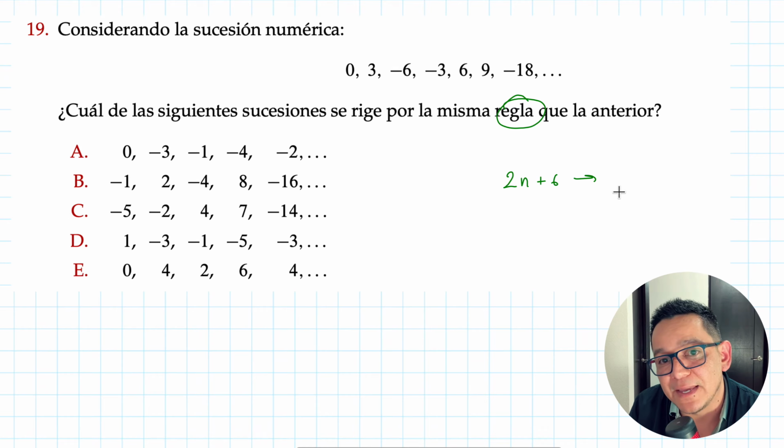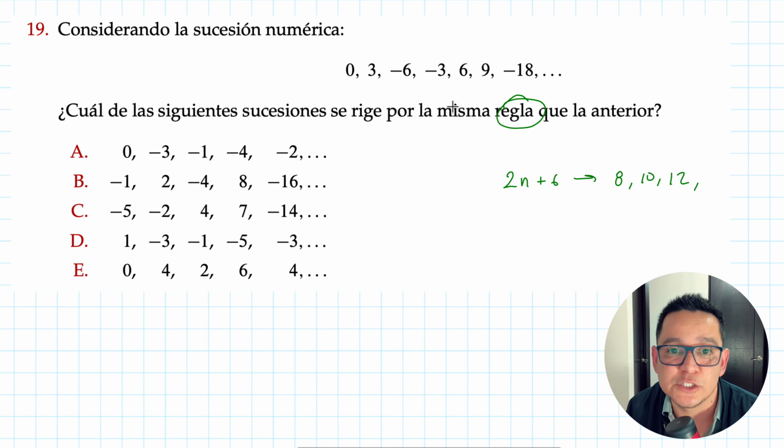This rule gives me this sequence. 2x1, 2 plus 6, 8. 2x2, 4 plus 6, 10. So then 2 times 3 is 6 plus 6 is 12. So this rule gives me that sequence. Okay, and here they're asking you, which of the following sequences follows the same rule as the previous one?